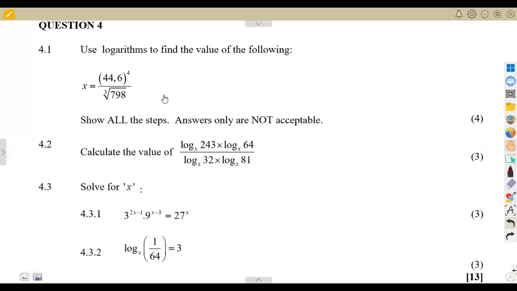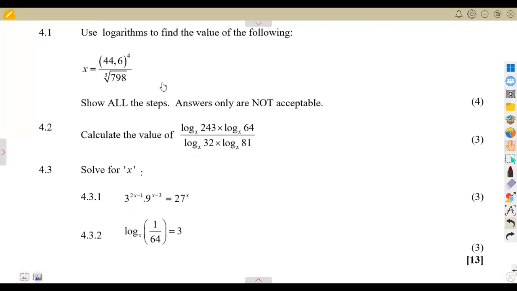So as long as you are working with your exponents and logarithms, all you need is the laws, like I have explained before in the introductions of each and every part. On question number 4, we were given: use logarithms on 4.1. In this part, you are supposed to use logarithms to find the value of the following. Show all steps. Answers only are not acceptable.